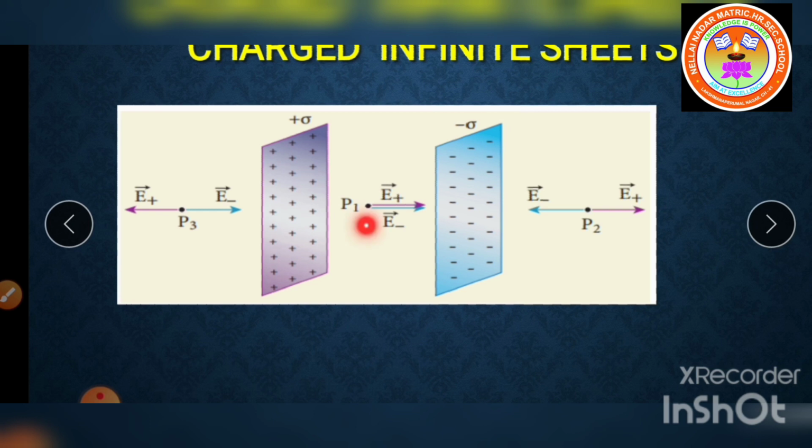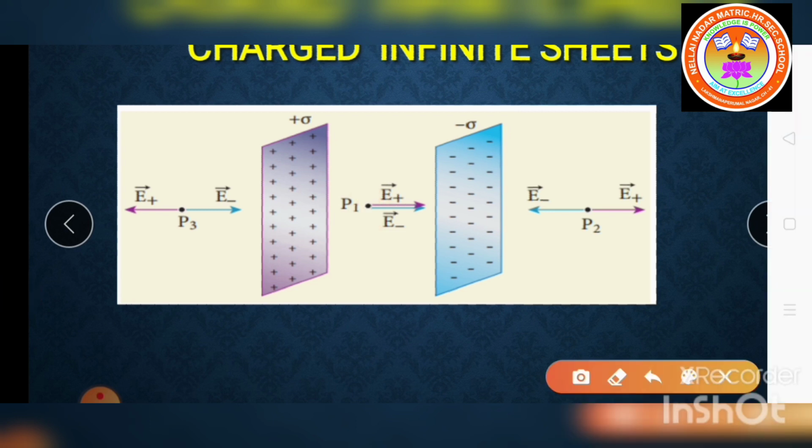At this P1, for understanding purpose, I am placing one positive test charge. Here, this I have taken as the positive plate, and this is the negative plate.